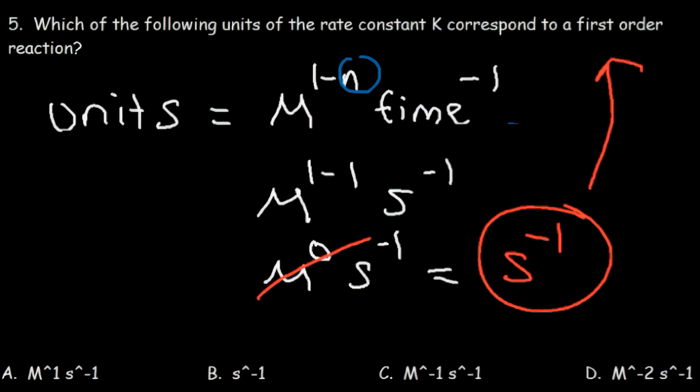So now you can find the units of k whenever you have the rate law expression. As long as you have the overall order of the reaction, you can now find the units of k. And just keep in mind that the time can change. It could be seconds, minutes, hours, days, years. So you have to look at the problem to figure out what the unit of time will be. So the right answer for this problem is answer choice B.